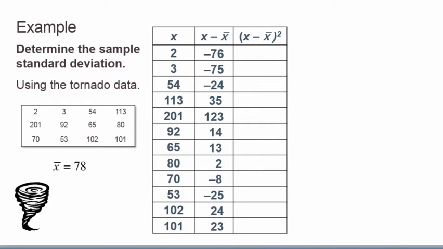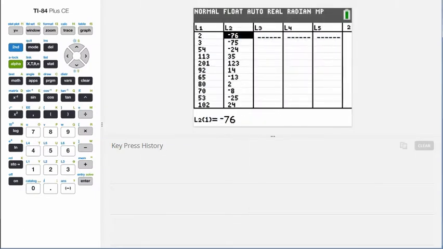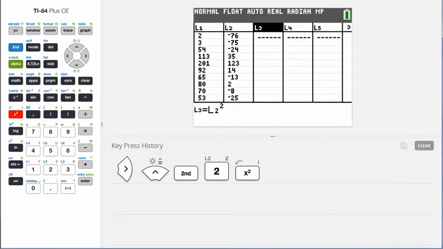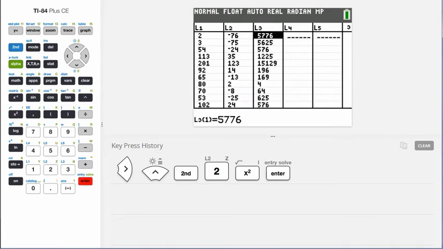Heading back to my calculator, now what I'd like to do is find that information and put it in L3. I arrow to the right. I could type in negative 76 squared, enter, negative 75 squared, enter, and so on. However, if I highlight L3 by pushing the up arrow, then I can type in L2, which is second, 2, push the x squared button, enter, and it types in all the data for me. Now I can copy that to my table.